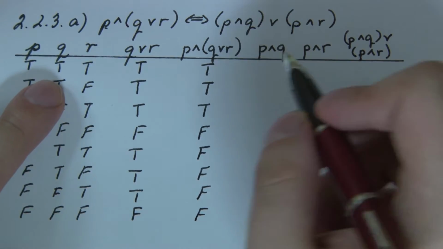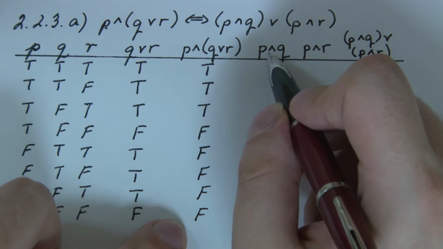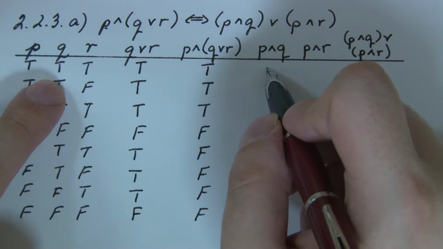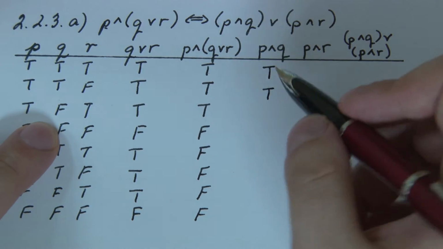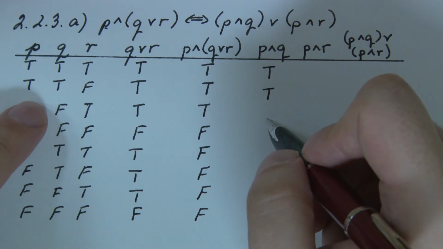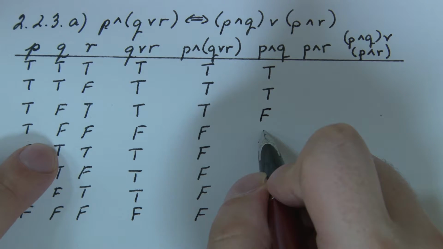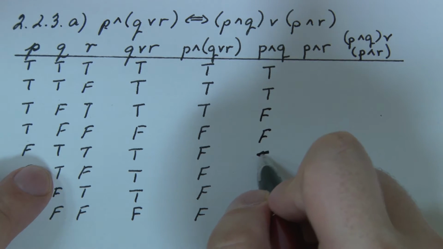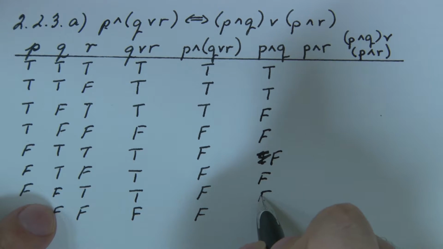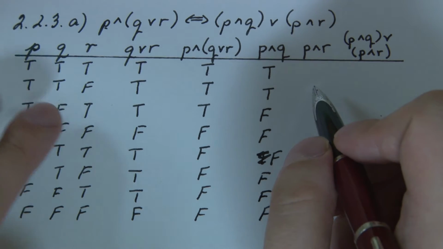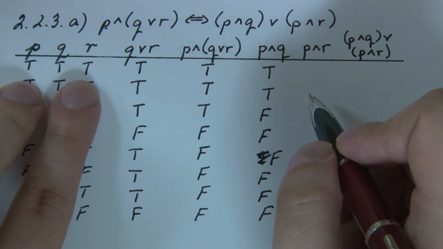Okay, so we've done the left-hand side. P and Q, so true and true, true, true. Again, because I'm using the conjunction or the and, I have to have both of them to be true. So this is false, false, true. Oops. This should be false, false, false, false.